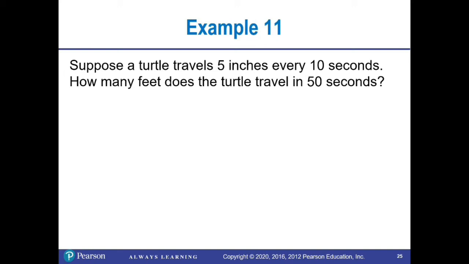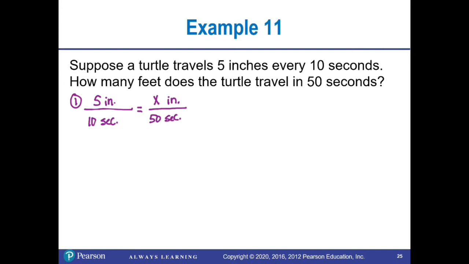Suppose a turtle travels 5 inches for every 10 seconds. How many feet does the turtle travel in 50 seconds? So first, set up your proportion. We have 5 inches over 10 seconds. Now the turtle is traveling 50 seconds, and because seconds is on bottom on the left, seconds goes on bottom on the right. And I want to know how far the turtle travels, so that would be x. And because our units are inches on the left, our units on the right on the top is also inches.